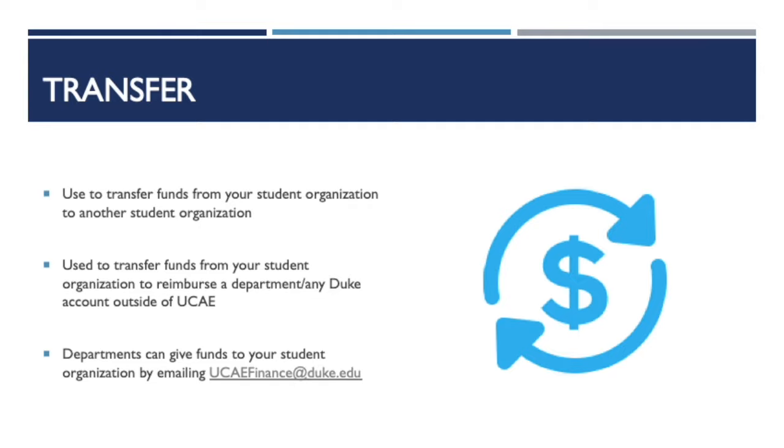Sometimes you may need to transfer funds to another student organization because you co-sponsored an event with them or need to pay them for their performance services. This can be done with a transfer request. You can also use a transfer request to reimburse a department or any Duke account outside of UCAE.